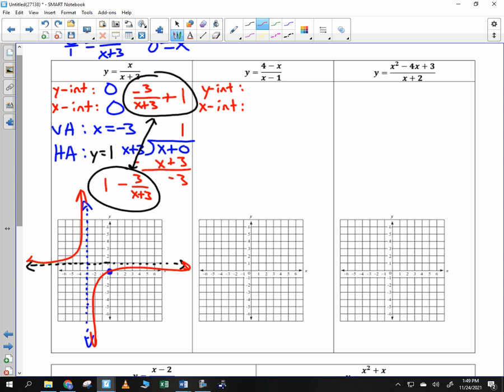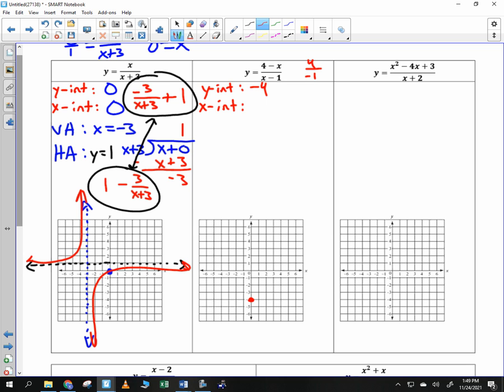Who can tell me how I find the y-intercept? Plug in what equals 0 in the numerator. If I want to find the y-intercept, I plug in 0 for x. If I plug in 0 for x, I get 4 over negative 1. Which is negative 4. So it crosses the y-axis at negative 4.